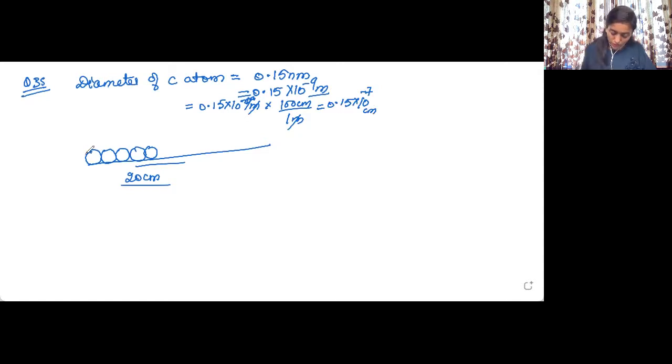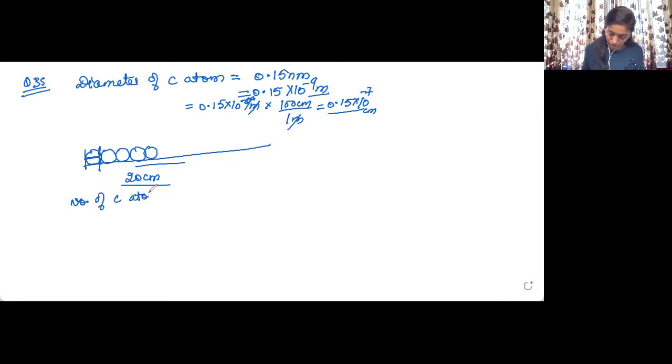Now, if you need to see what length of this scale one carbon atom is covering, it is equal to the diameter. From this figure, it is clear that it will be covering the length equal to its diameter. So this means one atom of carbon will be covering length equal to its diameter. We can find out in 20 centimeters how many carbon atoms will be placed.